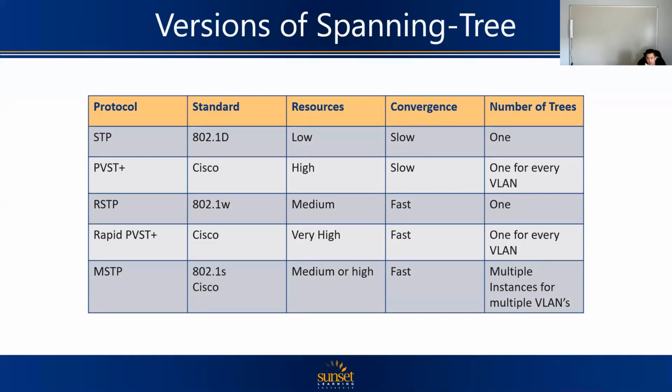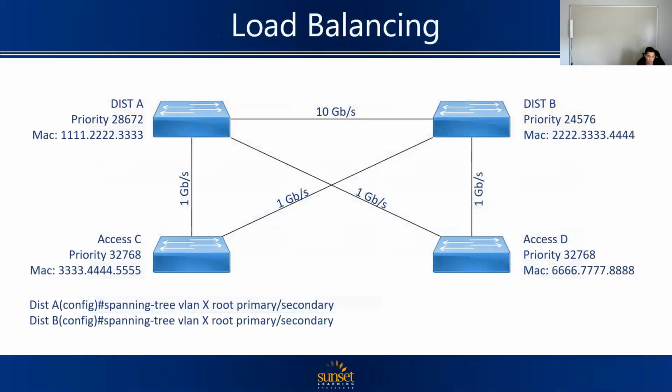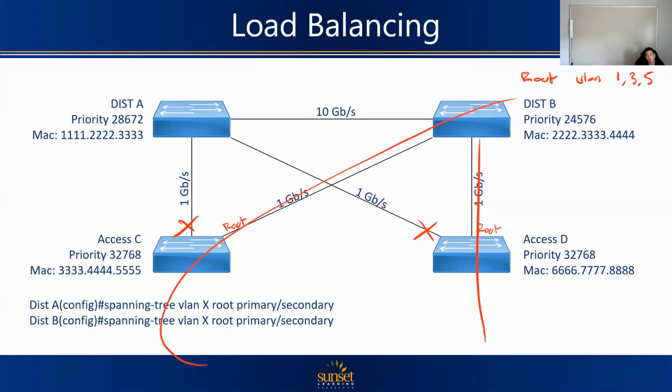Why is it that Cisco created one instance for every VLAN? The idea with Cisco is they decided to do some load balancing. In this particular case, I may be the root for VLANs 1, 3, and 5 here. So that means I'm going to probably block this port. This is going to be my root port. This is probably going to be my root port. I'm probably going to block here. So you can see where the traffic is flowing in this particular picture.